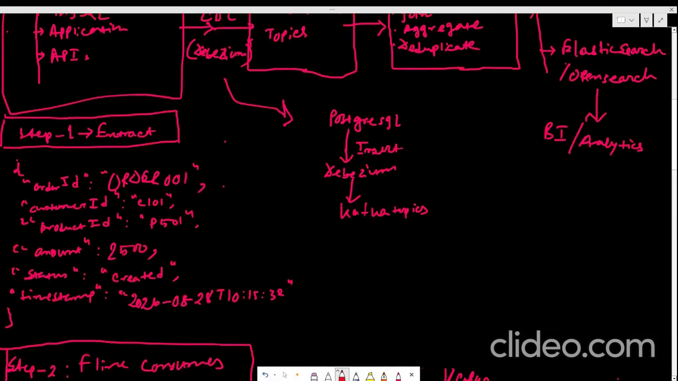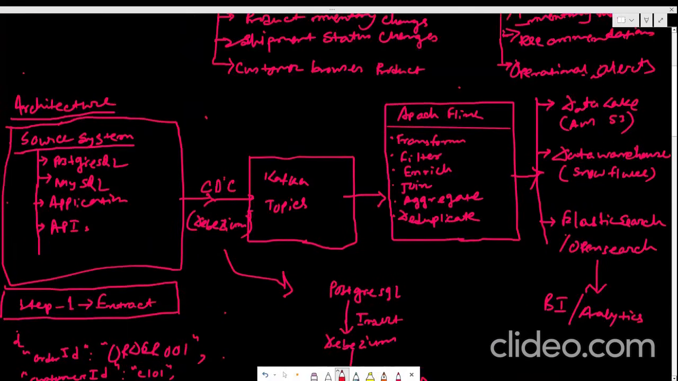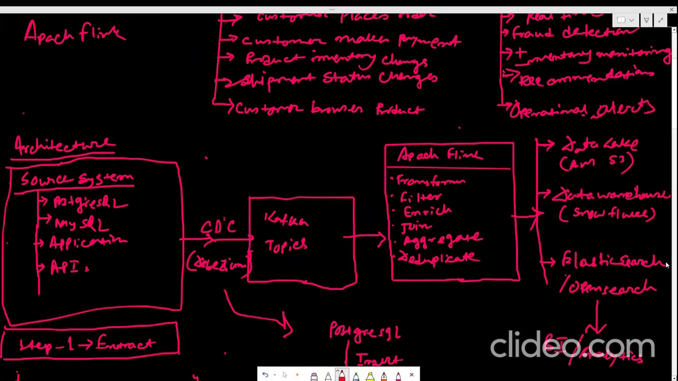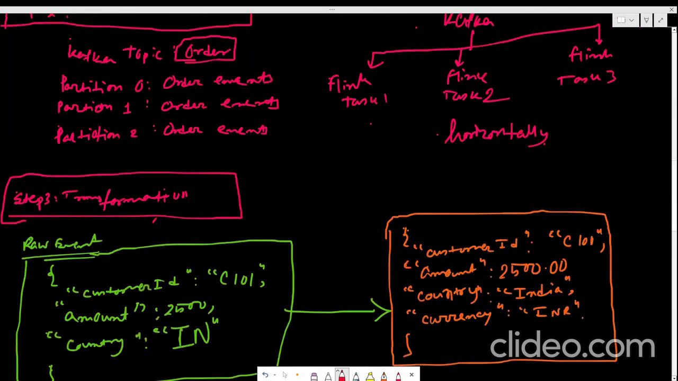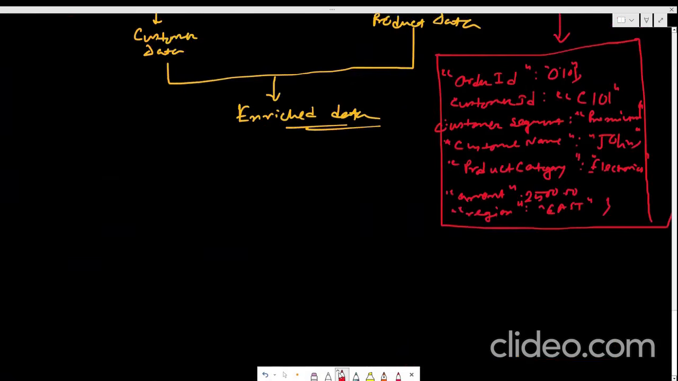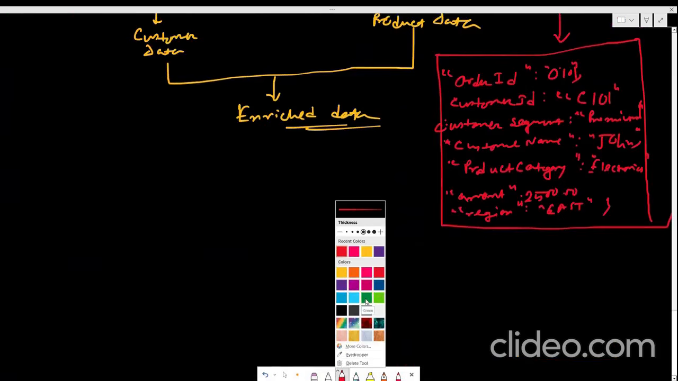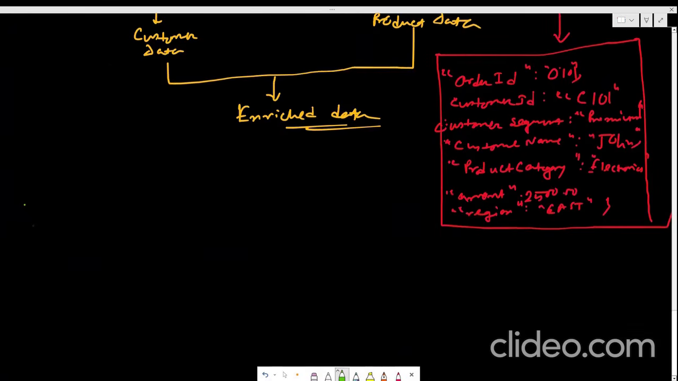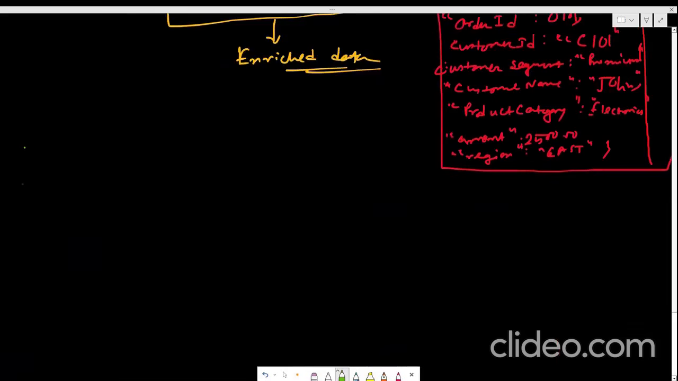So here we have discussed transformations, filter, and enrichment. Now another one we will discuss: the aggregation. So we have covered step 5 as enrichment, and now step 6 will be the aggregation.